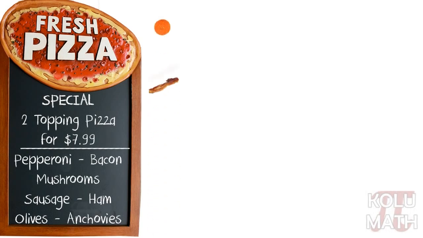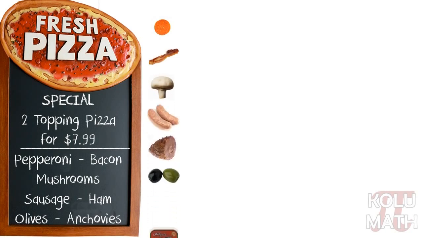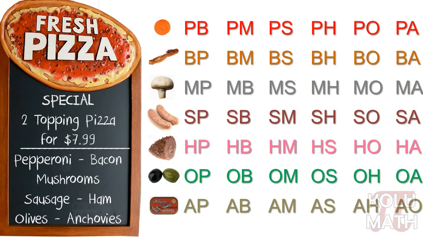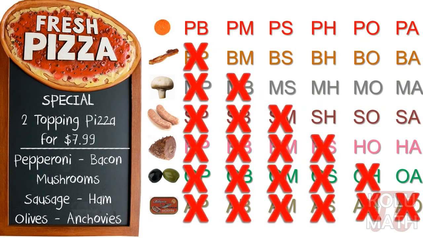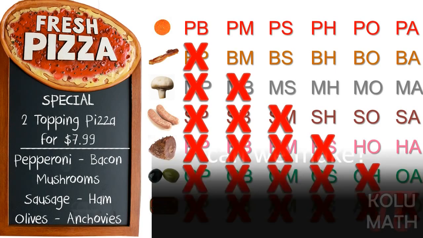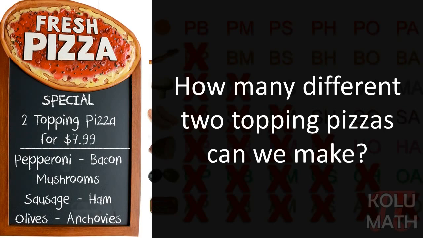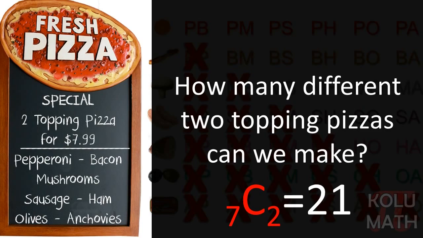Here are different types of toppings, and the different kinds of combinations that can be made are listed here. And again, if we cancel out the doubles, you'll notice that we lose half of our options. So we go from 42 to 21. And when we try to answer that question, how many different 2-topping pizzas can we make? We know the answer there is 7C2, or 21.